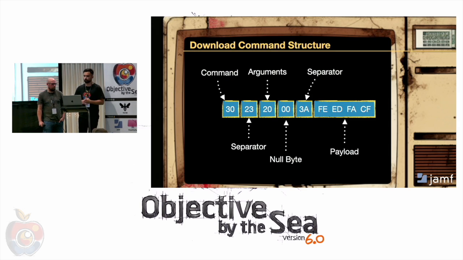Let's take a closer look into the command structure of the download event. As mentioned, the hex value 30 indicates a download event. This is followed by the hex value 23, which is used as a separator. And any command line arguments are specified following this. Next, we have a null byte followed by another separator using the hex value 3a. And finally, our payload bytes to download and execute will follow. This can be any macOS binary, script, or shell command.